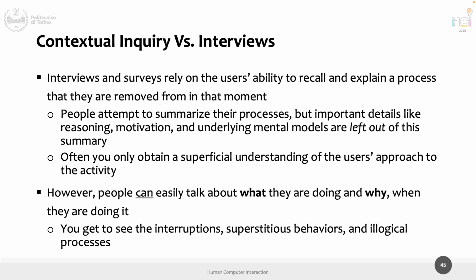And so you can only obtain a certain level of understanding of what happens with an interview, but not with contextual inquiry, because you are in the process. You see what happens. You can ask questions in that moment. So while people cannot maybe remember or miss some detail, people can easily talk while doing stuff, describing what I'm doing while I'm doing. That's easier for people. And you can also see interruptions, see workarounds, see whatever is going on, even illogical processes or strange things.